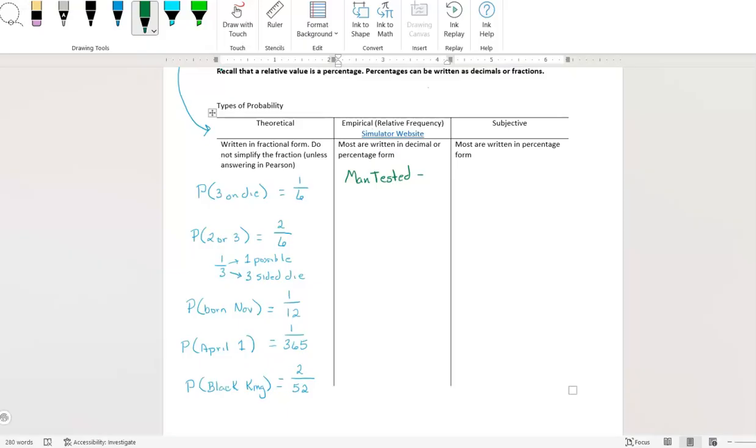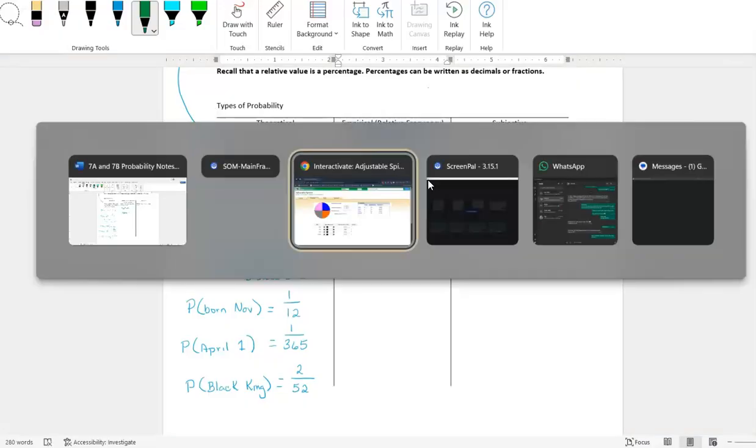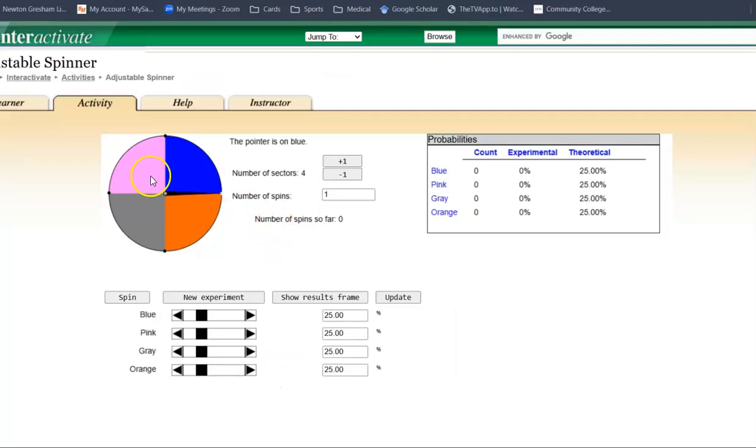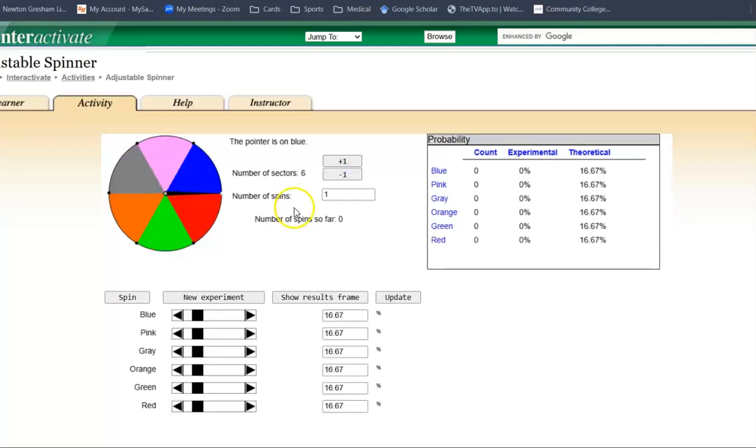And so if we wanted to figure out what the probability of getting a 3 on that die is, but we're doing this empirically, that means we're going to test this. We're going to figure out what that is. So I have a website here that will help us do that test. Right now, if you look at this spinner, we have a 4-sided die. So I want a 6-sided die, so I'm going to get six different colors.